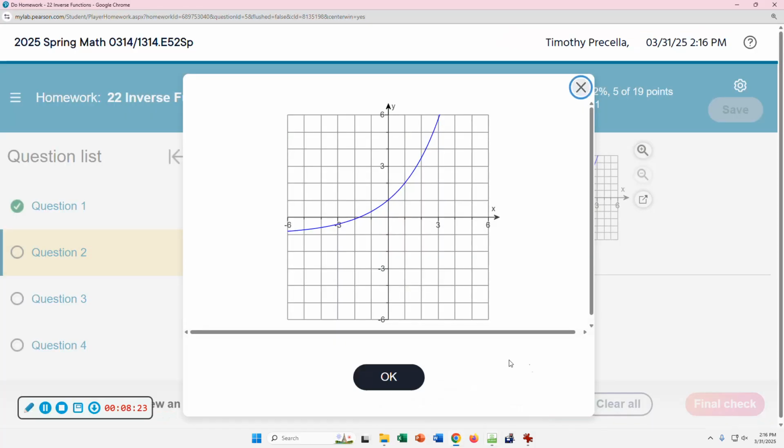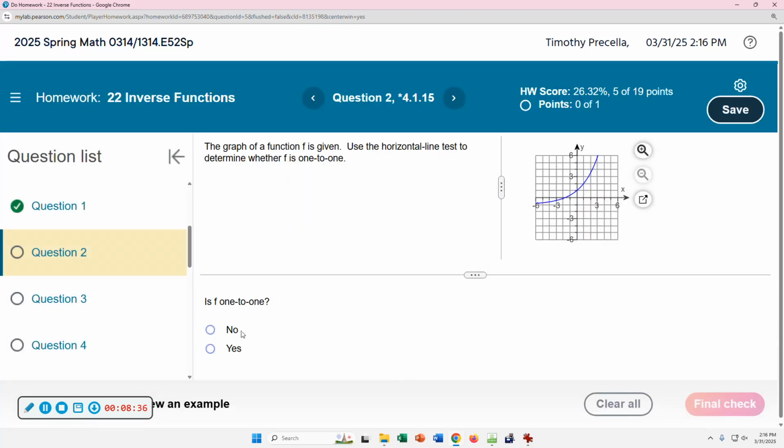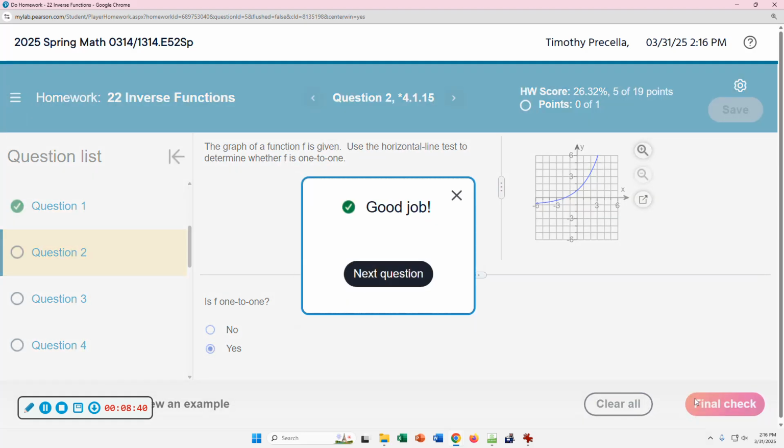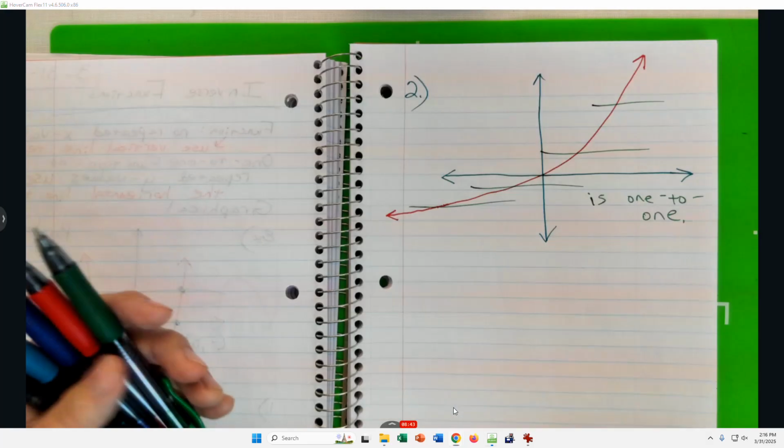Any questions there? Okay. Look at all those horizontal lines. None of them hit the graph twice. So yes, it is 1-to-1.